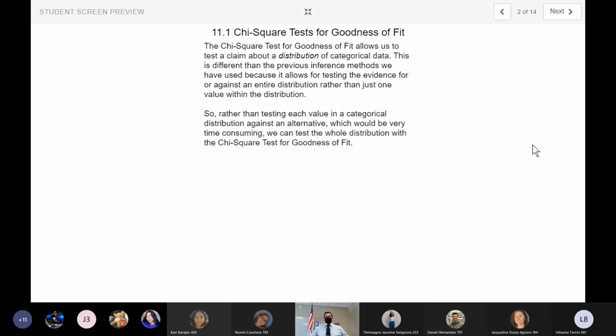All right, section 11.1 is on the chi-square test for goodness of fit. The chi-square test for goodness of fit allows us to test a claim about a distribution of categorical data. This is different than the previous inference methods we have used because it allows for testing the evidence for or against an entire distribution rather than just one value within the distribution. So rather than testing each value in a categorical distribution against an alternative, which would be very time-consuming, we can test the whole distribution with the chi-square test for goodness of fit. And that's what we're going to work on today.